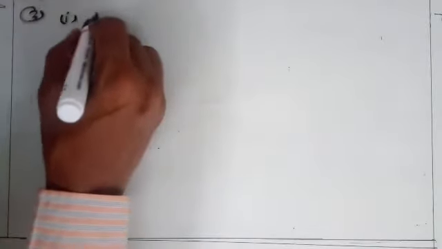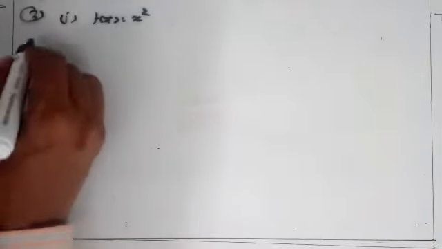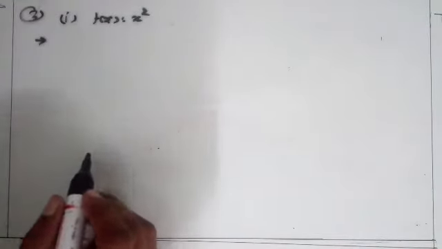Now next question, question number 3. Find a local maximum and local minimum, if any, of the following functions. Find also the local minimum and the local maximum value, as the case may be. Number 1, f(x) is equal to x raised to 2 given. We know that for local minimum and local maximum, we get the first derivative.